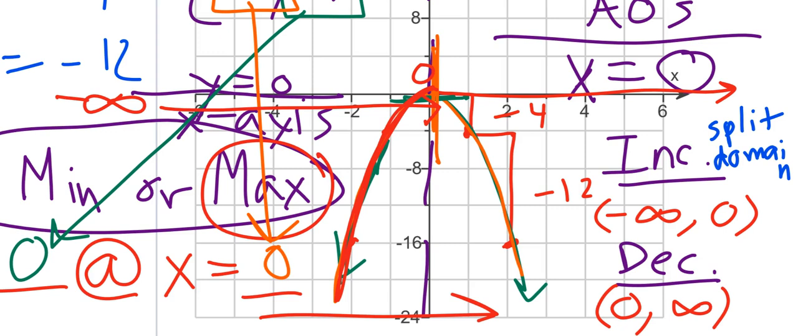When you're writing intervals like that, the small value is on the left and the large value is on the right, always. Small value left, large value right. So, 0 to infinity is the decreasing interval. I'm glad you did that correctly. Very proud of you for that. Because you stayed with the idea of splitting the domain.